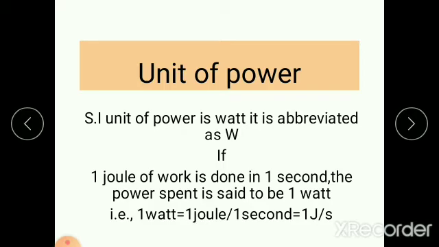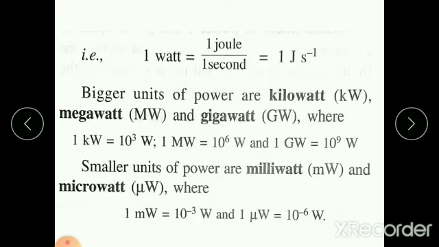Let's see the SI unit of power. The SI unit of power is watt. It is abbreviated as capital W. If 1 joule of work is done in 1 second, the power spent is said to be 1 watt. That is, 1 watt is equal to 1 joule divided by 1 second, that is, joule per second.